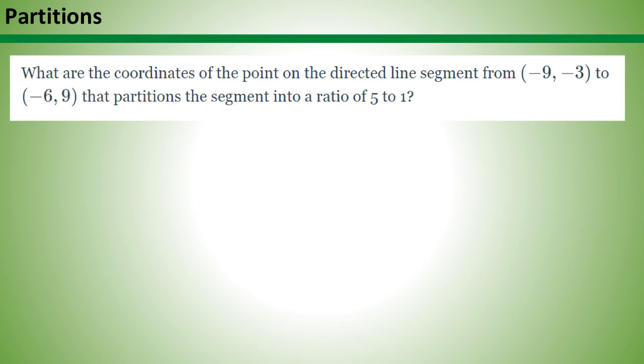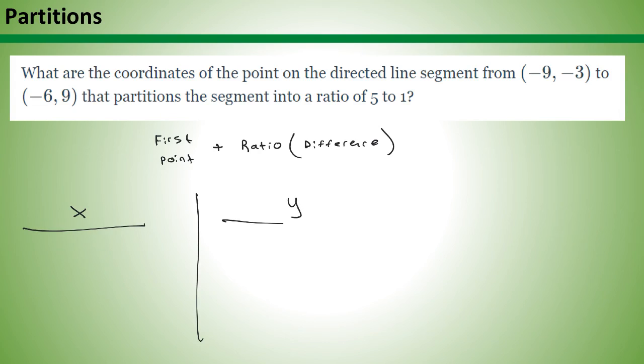Okay, here's one last example. Sometimes we might see decimals on this, which is going to happen this time. So again, the formula: first point plus ratio times the difference. Okay, so for my first x value here, let me just go ahead and draw this out. I have x's, we're going to have y's. The first x value we have is negative 9.